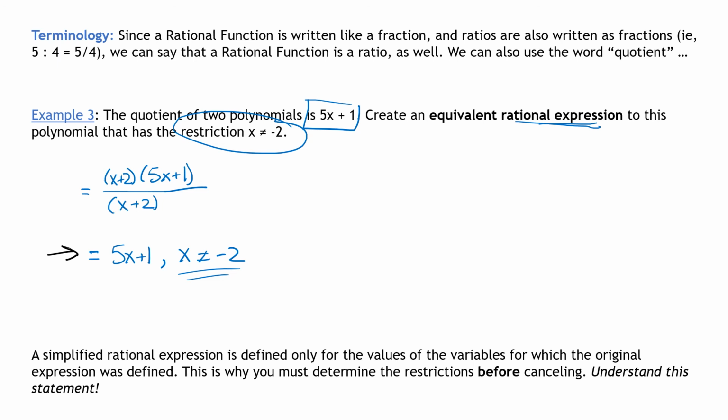Get rid of those cancelings. That is an equivalent expression, and that's part of the title of this entire unit, equivalent rational expressions. This is equivalent to this with this restriction. It's working backwards because they gave us the answer, so we work our way backwards. A simplified rational expression is defined, so this is simplified. This was a rational expression, and here it is simplified. It's defined only for values of the variables for which the original expression was defined. So even though this just looks like a line, a y equals mx plus b thing, x still can't be negative 2. That's why you have to state restrictions before you cancel.